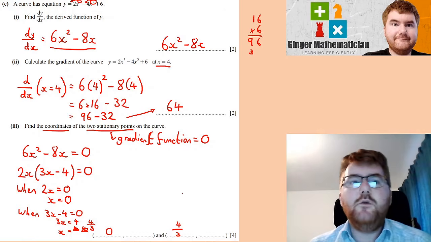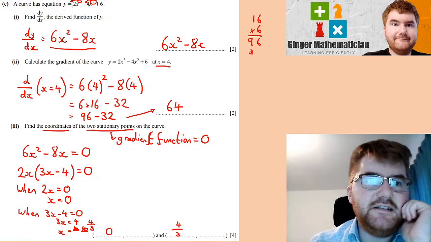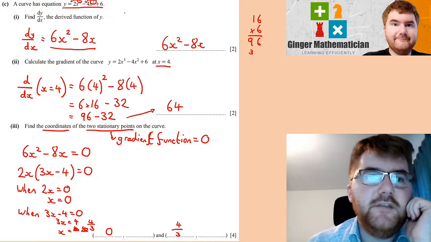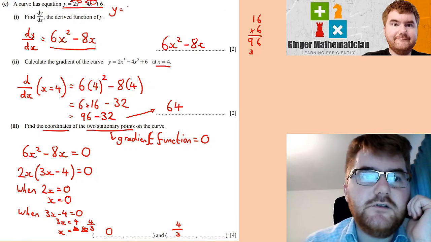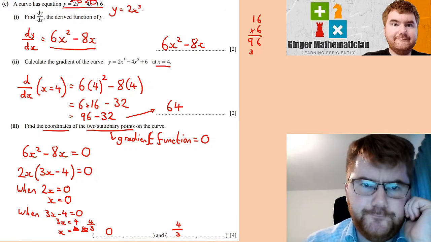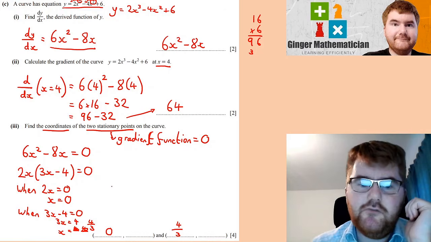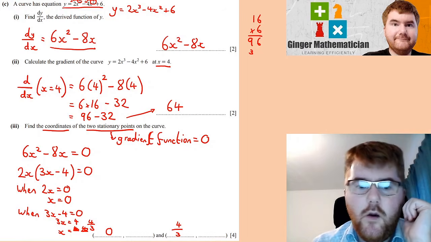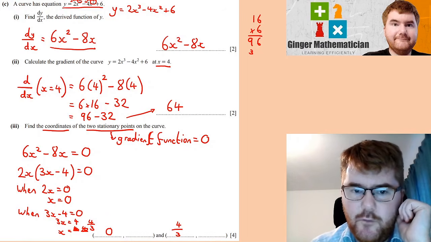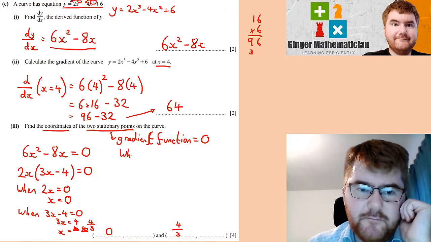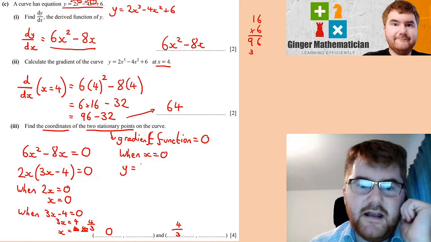And now we need to work out the y. So we need to take our function right up here. So this is equal to y equals 2x cubed minus 4x squared plus 6. And now we need to replace the x in here with these values of 0 and 4/3. So let's start with 0. So when x is equal to 0, y is equal to, well, that disappears.